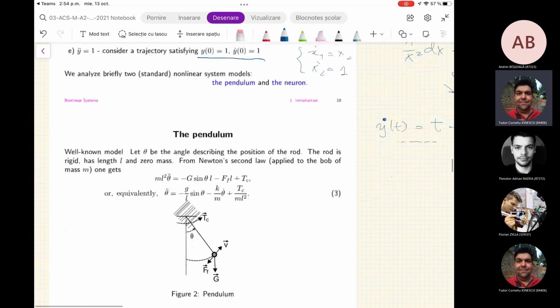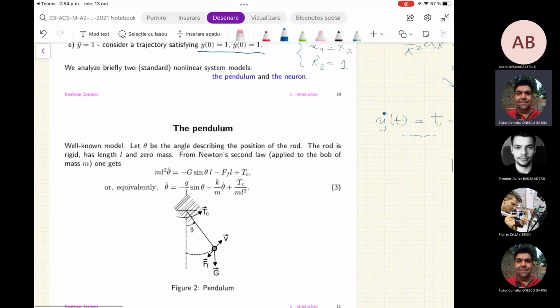Right. So we are now going to look at some specific examples, the pendulum, the neuron, and I might show you some other examples as well. Okay, let's have a short break and meet in a few minutes. Agreed? Yes, it's fine. See you in a couple of minutes.